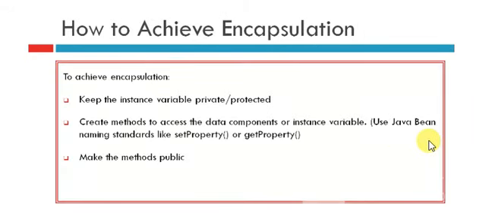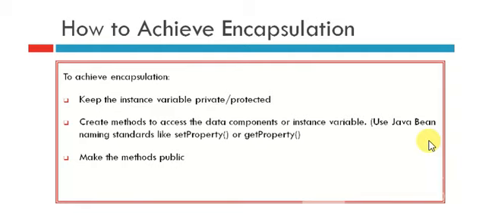As I said, if anyone wants to achieve encapsulation, there are three things which need to be followed. The first thing is, you need to keep your instance variables private or protected. By doing so, if in future anyone wants to access your class, they need to access it through methods rather than directly accessing the attributes. So you need to create some methods, and you need to follow the Java Bean naming convention or standards.